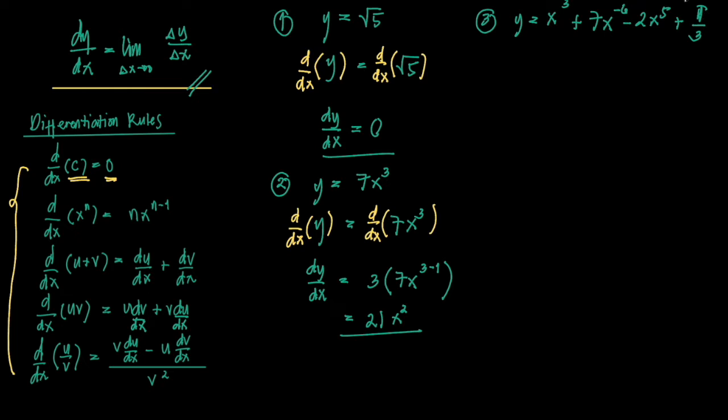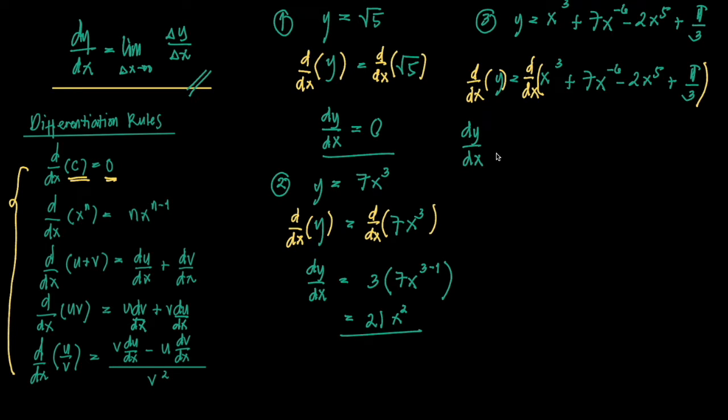So if we want to differentiate this, the first step that we're going to do again is just put the operator here. So let's just make some space here. And let's differentiate this with respect to x. So the same with this side. The same with this side. So let's include all of these terms. So this would result to the derivative of y with respect to x.